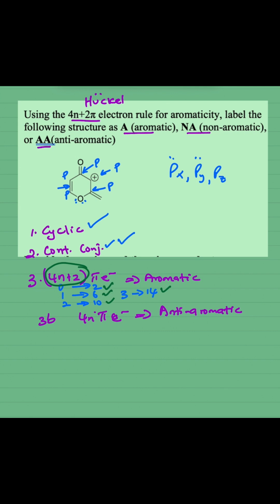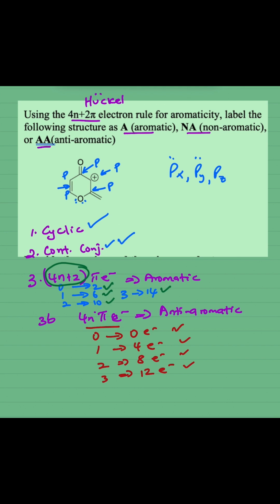Now the last part is 4n pi electrons. If n is 0, then that gives you 0 electrons. If n is 1, it gives you 4 electrons. If n is 2, it gives you 8 electrons. If n is 3, it will give you 12 electrons. So basically we're looking at 0, 4, 8, or 12 electrons.